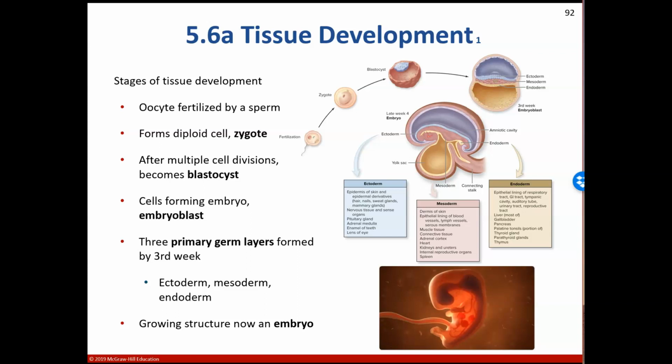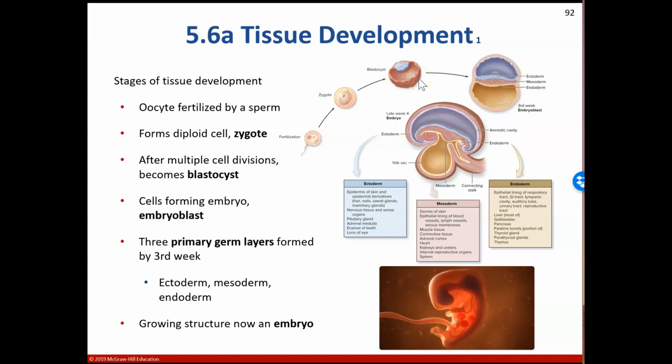First, we're going to have our oocyte, or the egg from the female, become fertilized by a sperm cell. That is going to form a diploid cell, diploid meaning we have 46 chromosomes now, and we're going to call this a zygote. And that zygote begins to multiply. So from one cell we get 2 cells, from 2 cells we get 4, and it keeps on growing. And after multiple cell divisions, we get our blastocyst.